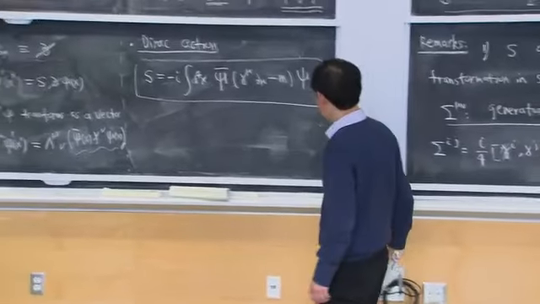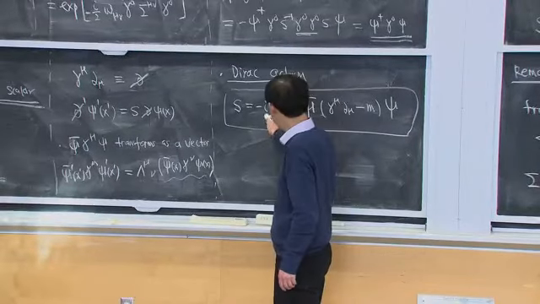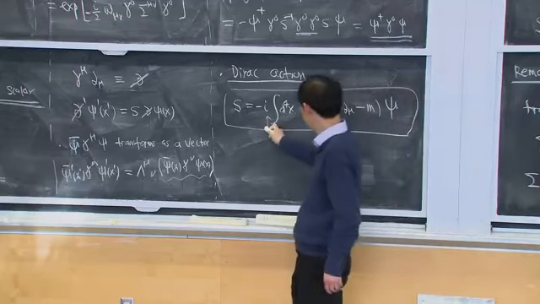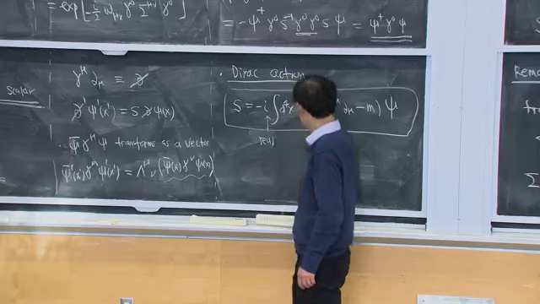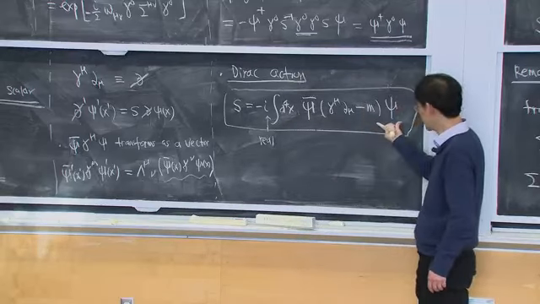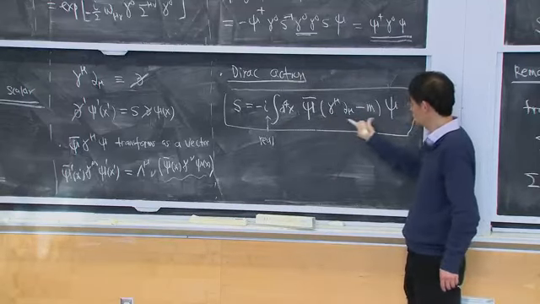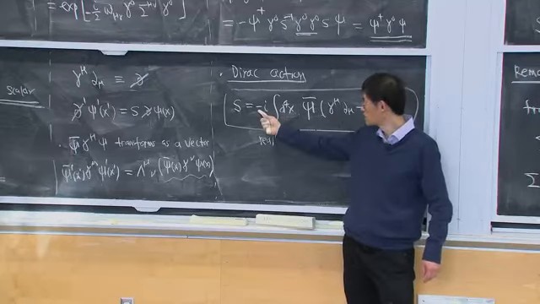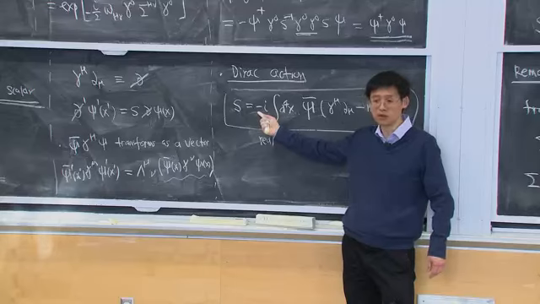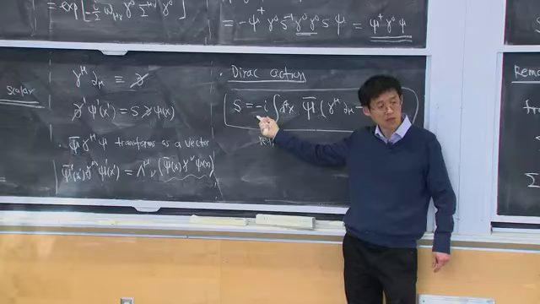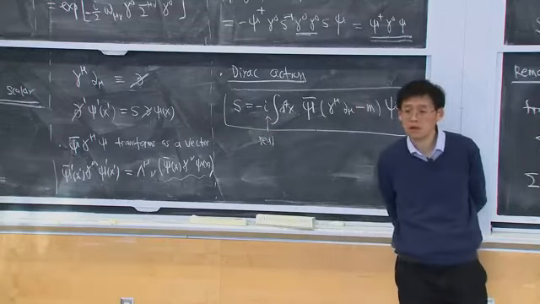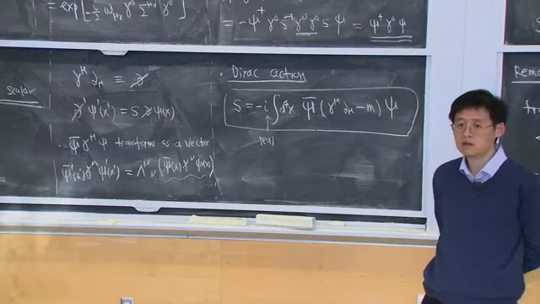The second thing is that this i here is to make the action real. Because you can show that if you take the complex conjugate of this, you actually get the minus sign, and so you need the i to make it real. And this minus sign cannot be explained now, but we will talk about it later when we quantize the theory, and we see that we actually need to put a minus sign here in the definition of psi bar as psi dagger gamma 0.